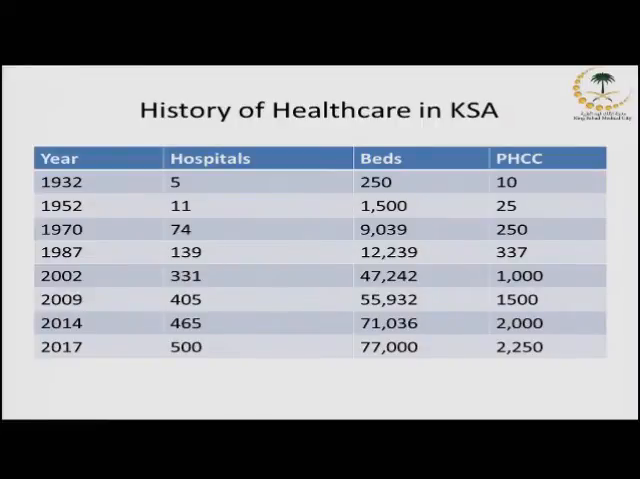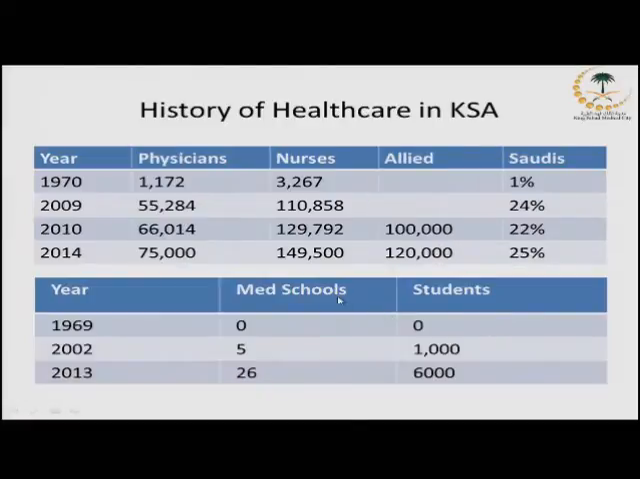If you look at the history of the country, back in 1932 we had 5 hospitals. Today we have about 464 hospitals, and in 2017 we will end up with about 500 hospitals. The number of beds has grown from 250 to about 77,000. That's a huge jump, and then there is another jump. But that impacts the economies, and it's not only the micro, but rather the macroeconomics.